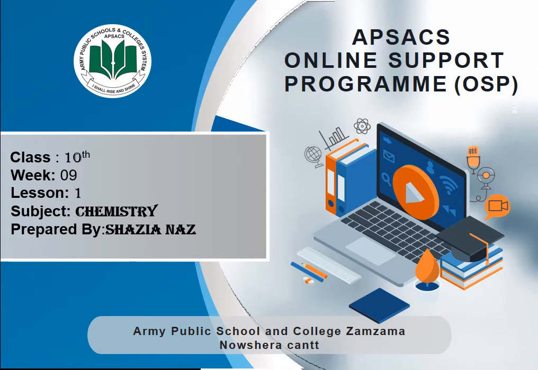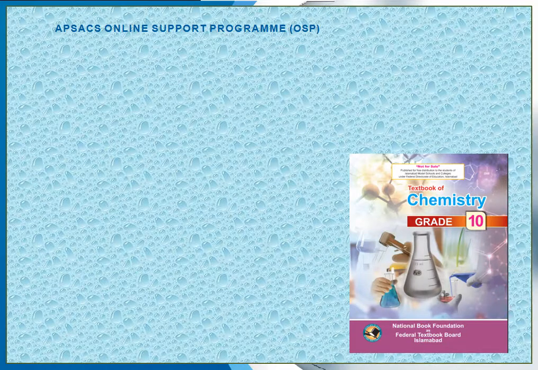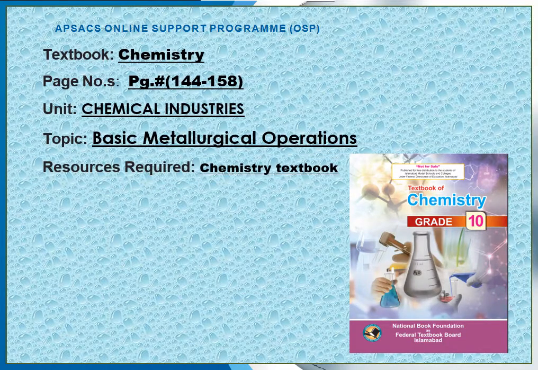Class 10th, week 9, lesson 1, subject chemistry, prepared by Shazia Naz. Textbook chemistry, page number 144 to 158. Unit is chemical industry and our topic is basic metallurgical operation. Sources required are chemistry textbook.